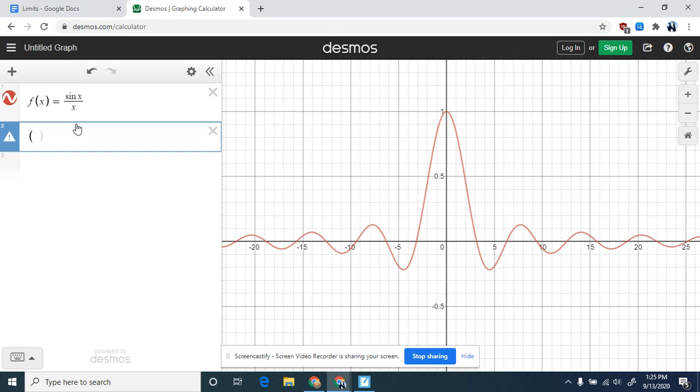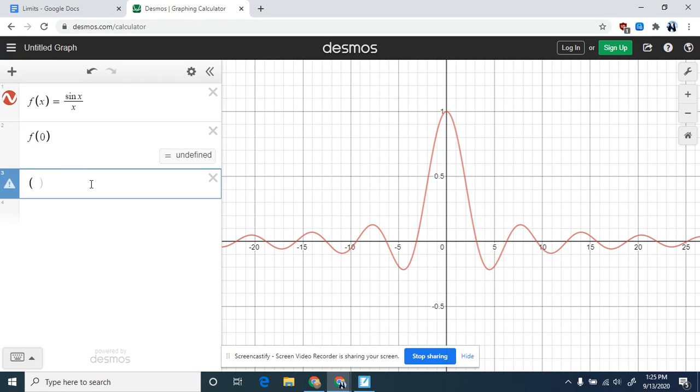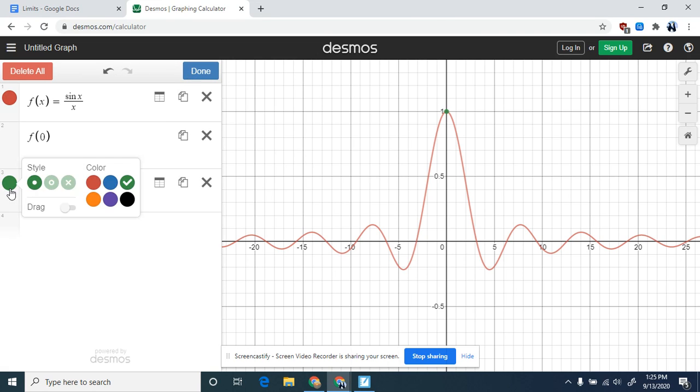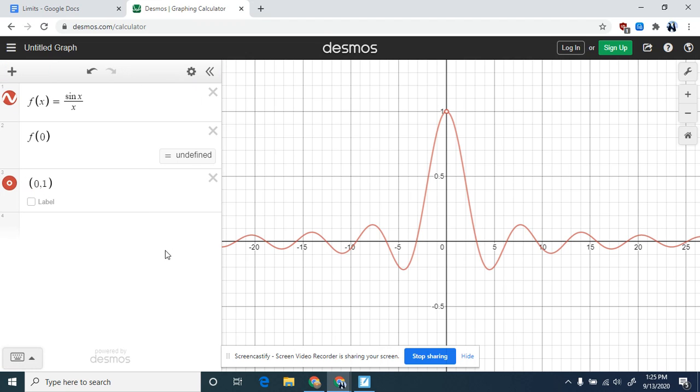And even if I had Desmos evaluate f of 0 for me, so I said, hey, Desmos, plug 0 in as an input, tell me what the output is, it says it's undefined. So there's a little bit of a workaround here. I can plot the point 0, 1, which is not exactly how I want to do this, right? But if I plot that point and then change the color and make it a hole, now I get what the graph should look like.